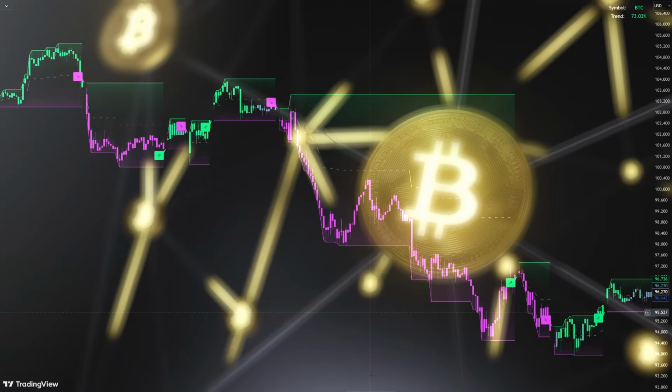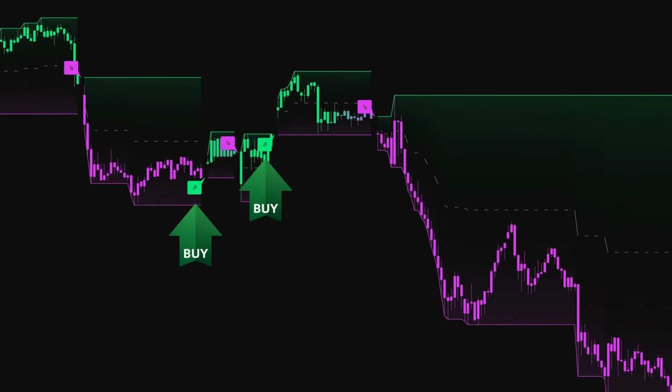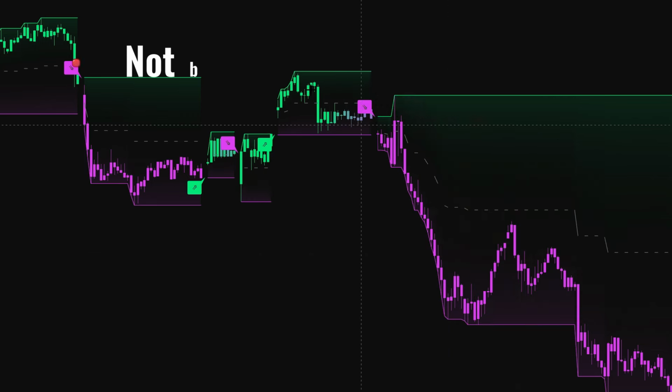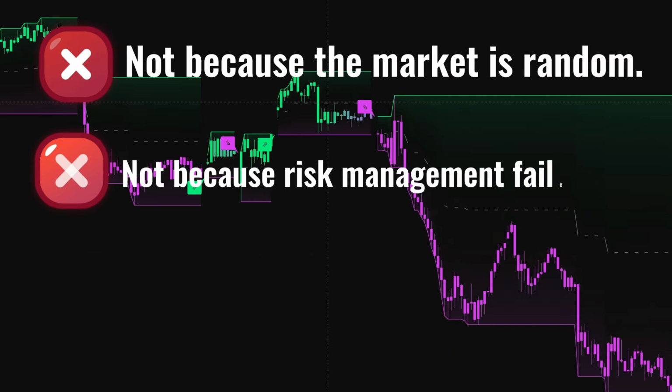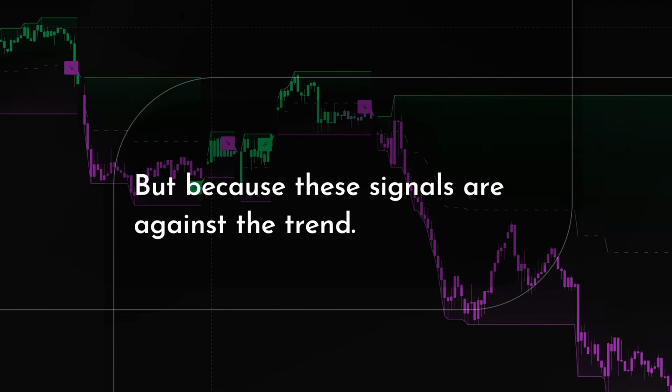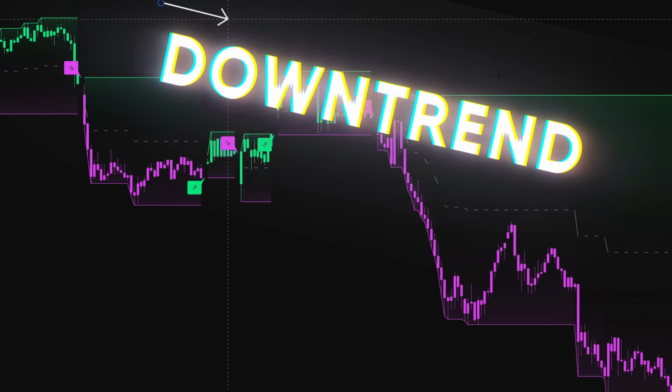Start by looking at this Bitcoin chart. You see these buy signals, every single one of them losses. Not because the market is random, not because risk management failed, but because these signals are against the trend. This is the mistake most traders make. They follow signals without filtering direction.